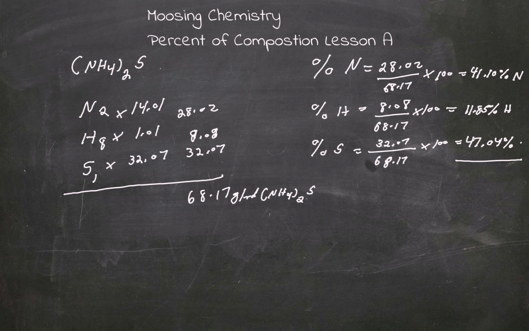So let's add all these up just out of curiosity. Let's take a look and see what that actually equals. So we take 47.04 plus 11.85 plus 41.10, and that gives me 99.99%, which is 100%. All right.